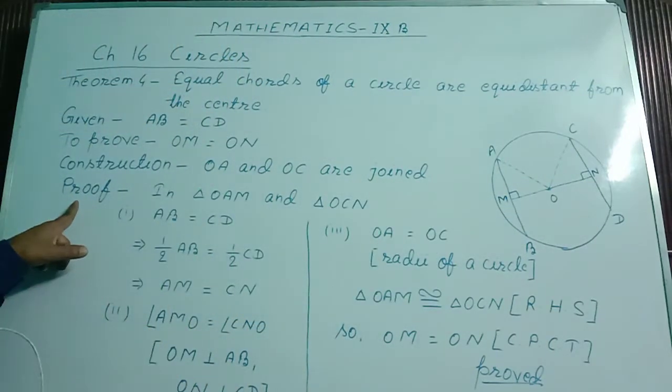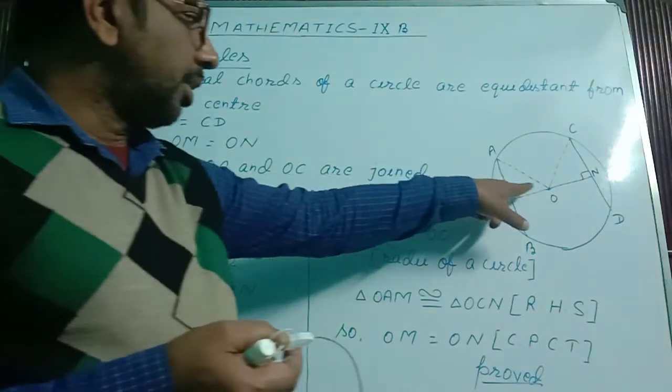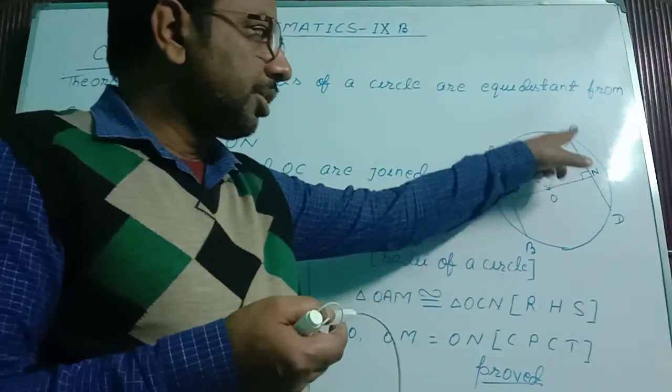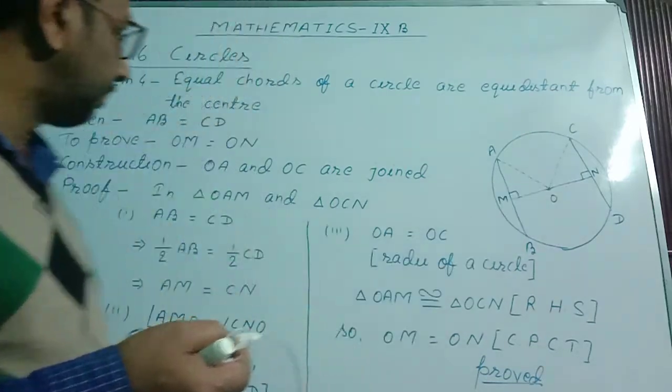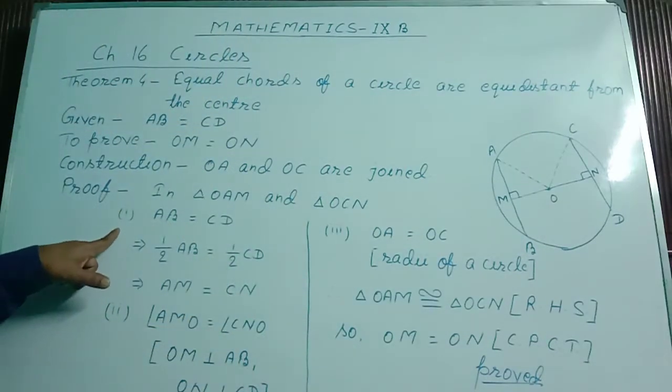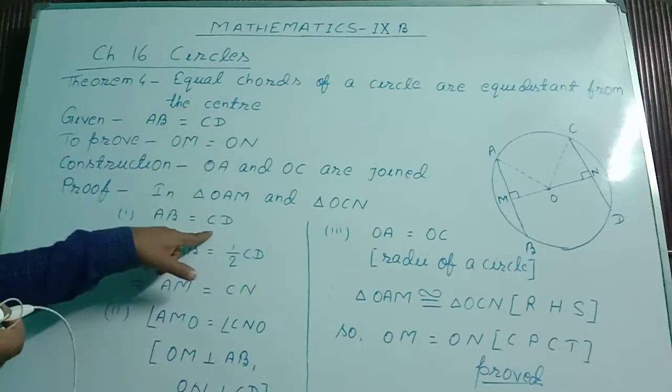Then the proof, in triangles OAM and OCN. These two triangles, OAM and OCN. Our aim is to prove these two triangles are congruent. For that we need three conditions. Condition number 1: the given information is AB equal to CD.